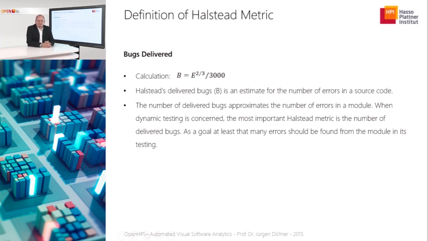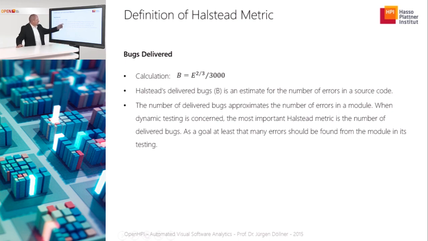It's called bugs delivered. So Halstead's delivered bugs, B, is an estimate for the number of errors typically inherent to a source code. The number of delivered bugs approximates this number of errors in a module. When dynamic testing is concerned, for example, the most important Halstead metric is the number of delivered bugs. As a goal, at least that many errors should be found from the module in its testing.